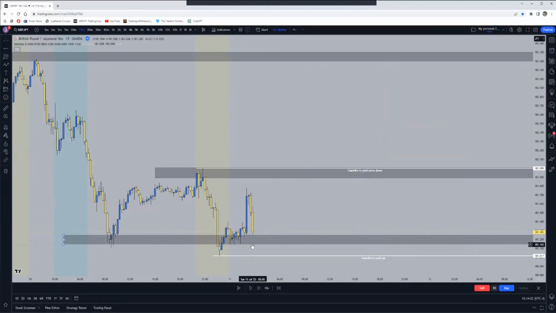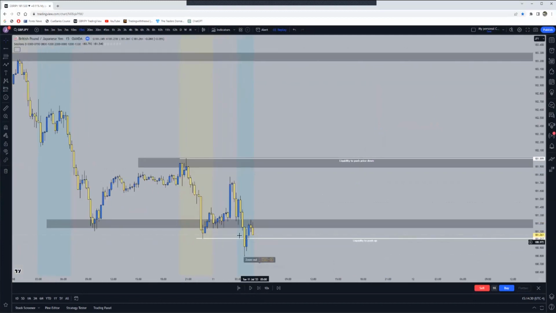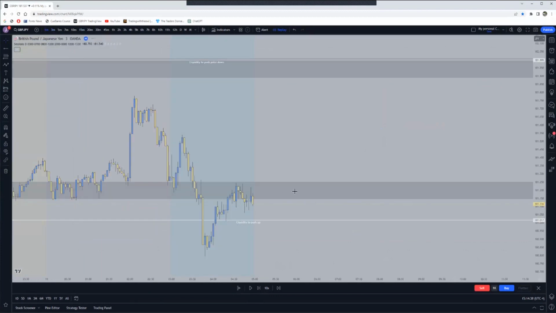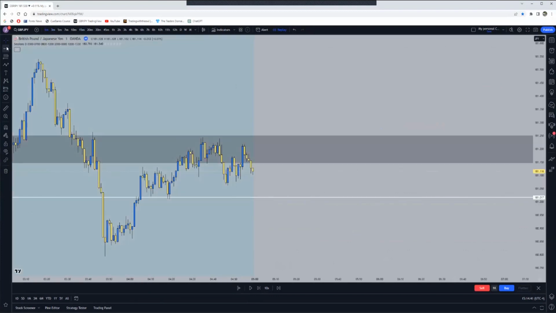So right now it's 2:45 a.m. It's almost London session at 3 a.m. So let's see what happens. As you can see, price reached my liquidity to push up. So now I'm going to the 3 minutes or 1 minute even, and I want to mark my lower high to see where a break of structure can happen.